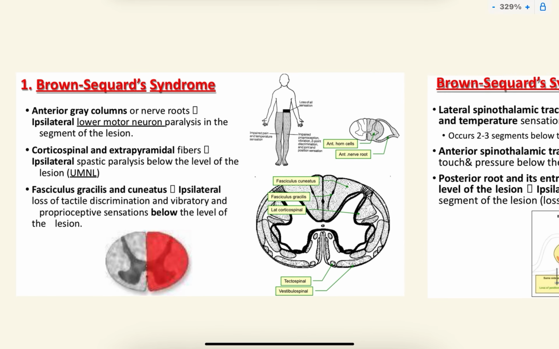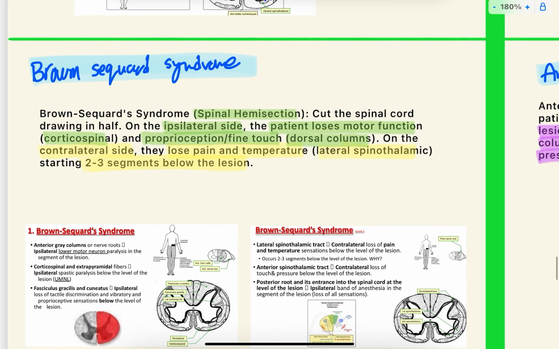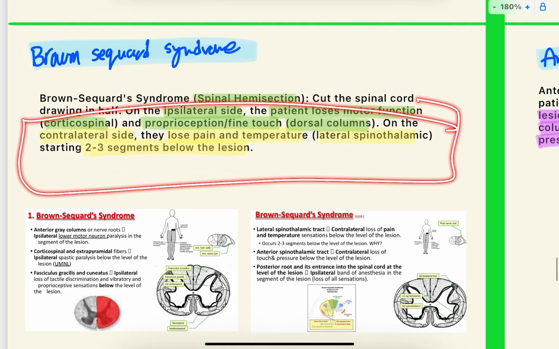So looking at it like this, we have the anterior gray columns or nerve root. We have ipsilateral lower motor neuron paralysis and corticospinal extrapyramidal ipsilateral spastic paralysis below the level of the lesion, and fasciculus gracilis and cuneatus: ipsilateral tactile discrimination and vibratory and proprioceptive sensation below the level of the lesion. So basically, I just simplified it here. It's basically better to know it from here, okay?